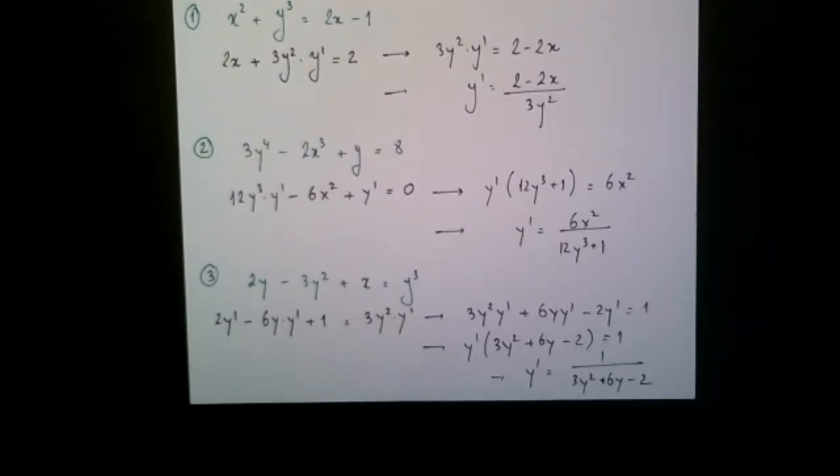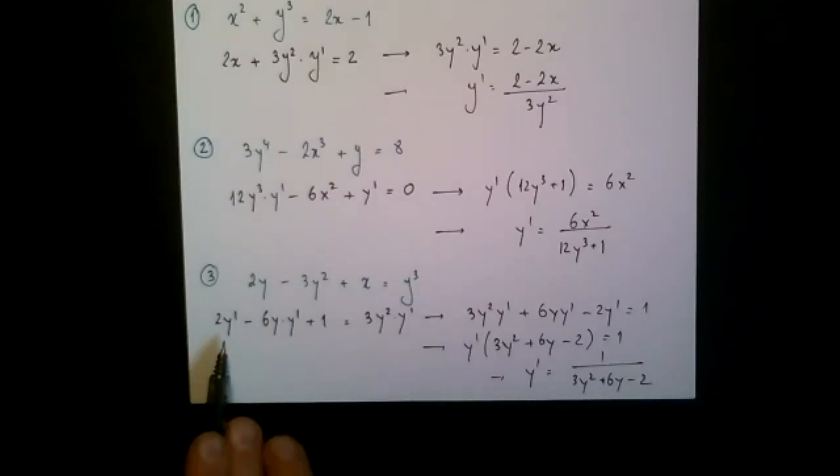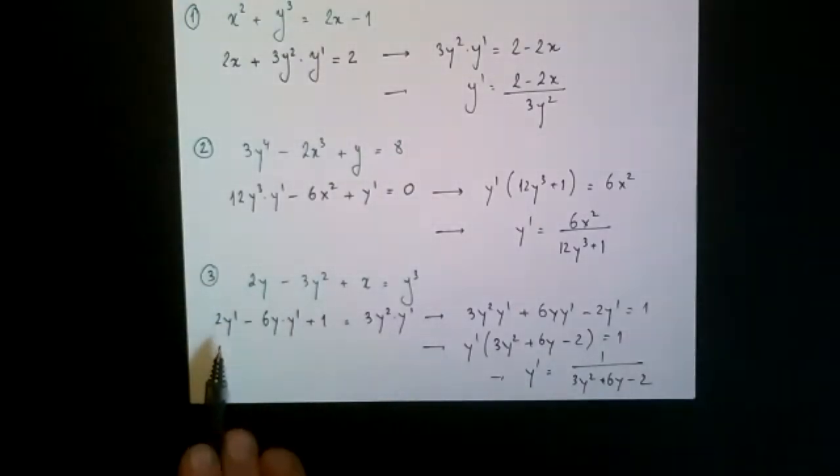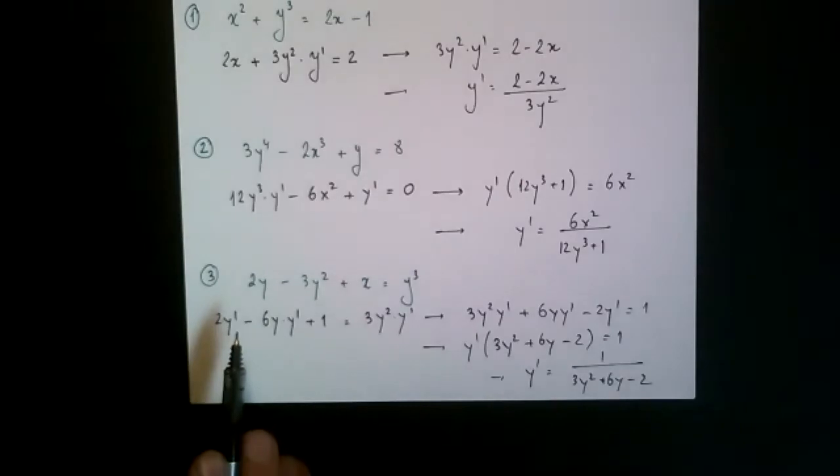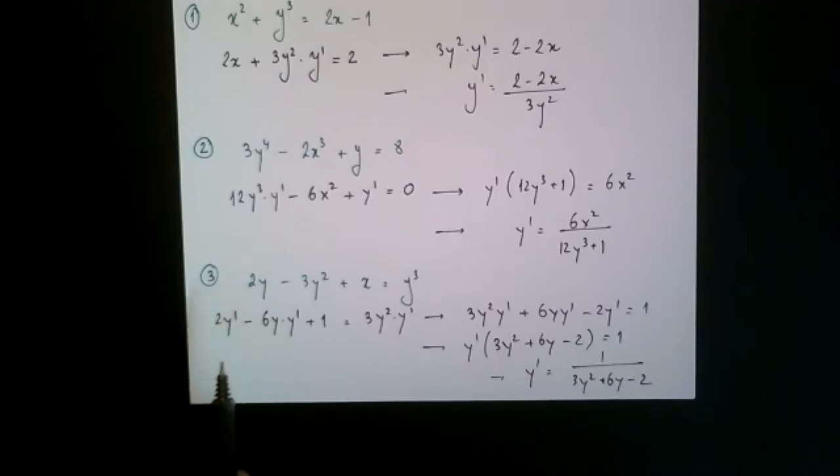I have a question. Why does 2y not become just 2? Because when it's 2x, it just becomes 2, right? How does it become 2y prime? Okay, because if you derive 2x, it's actually 2 times the derivative of x, which is 1. That's why it's 2. But now it's 2 times y. Now y is not like x, because y is a function of x. So you have to do y prime. Good?